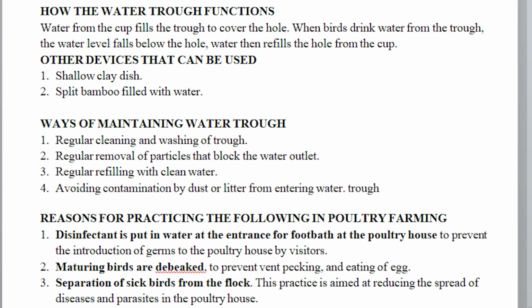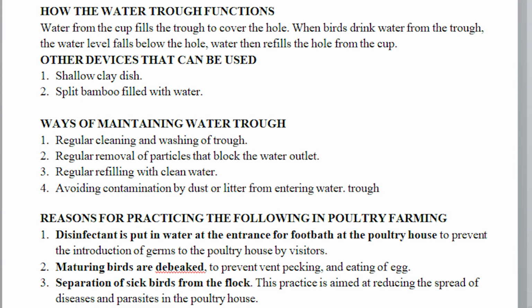Let us look at other devices that can be used as a water trough. Number 1, shallow clay dish. Number 2, split bamboo filled with water. Let us look at some ways of maintaining the water trough. Number 1, regular cleaning and washing of the trough. Number 2, regular removal of particles that block the water outlet. Number 3, regular refilling with clean water. Number 4, avoid contamination by sawdust or litter entering the water trough.